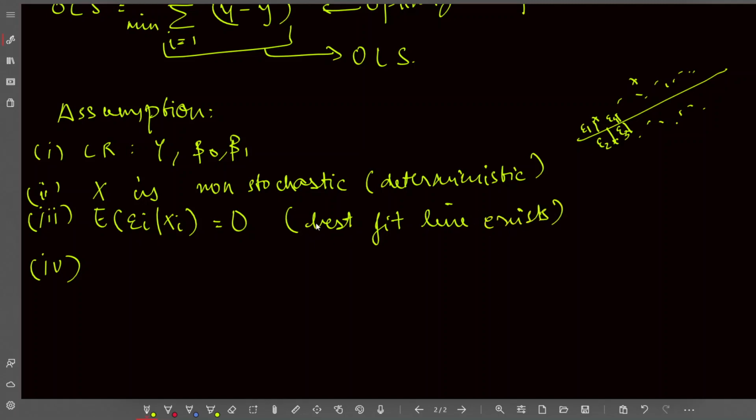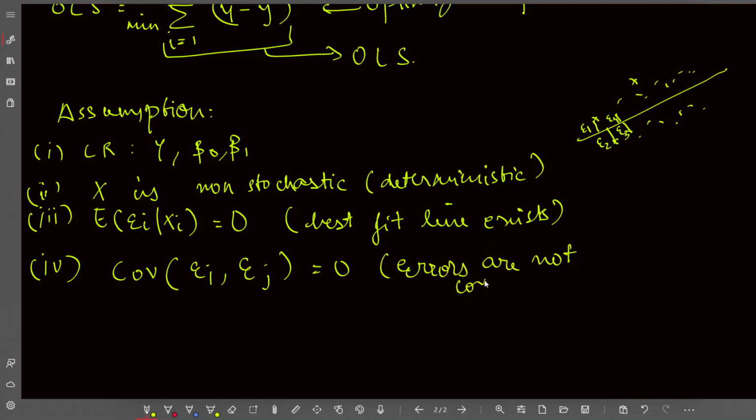The fourth one is that the covariance between two different errors, eta i and eta j, is equal to 0. This means that the errors are not correlated. Okay, this is the fourth assumption.